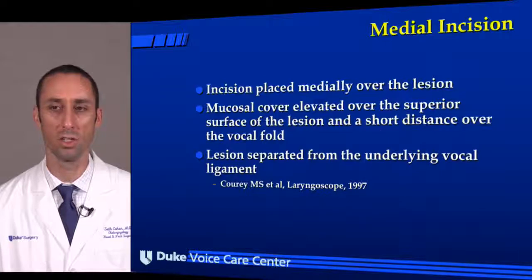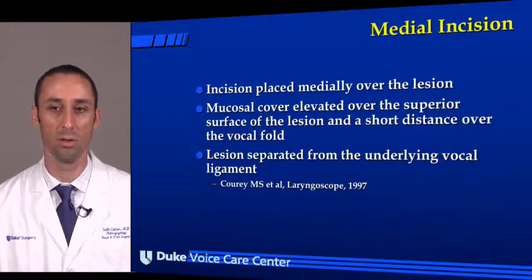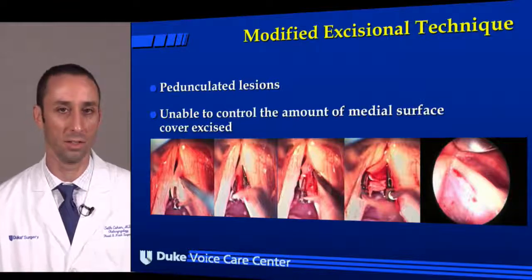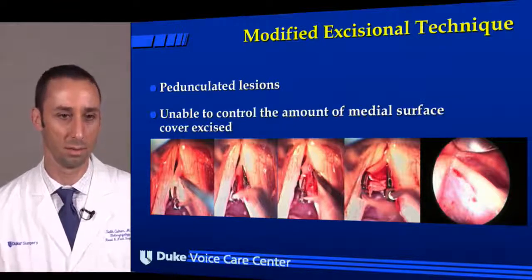Well, when should we make an incision that's more medially based? And here we make an incision essentially over the lesion, right at the base of the junction of the lesion and the normal vocal fold itself. We're still going to elevate the mucosal cover along the superior surface of the lesion. We're going to elevate that over a short distance of the vocal fold. We still have to separate the lesion from the normal lamina propria superficially, as well as the vocal ligament. This technique works very well for pedunculated lesions such as vocal fold polyps.